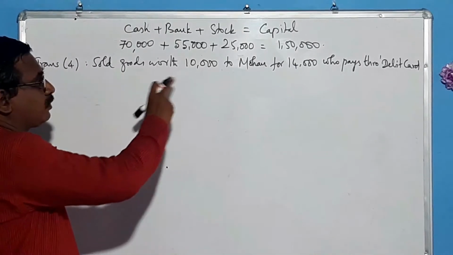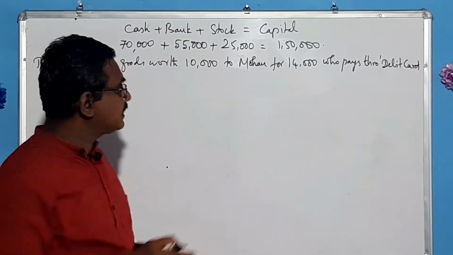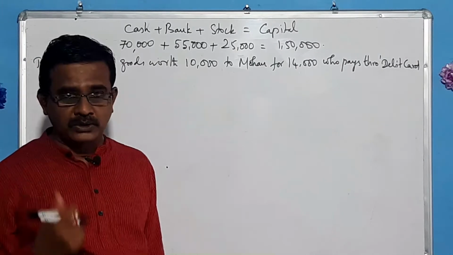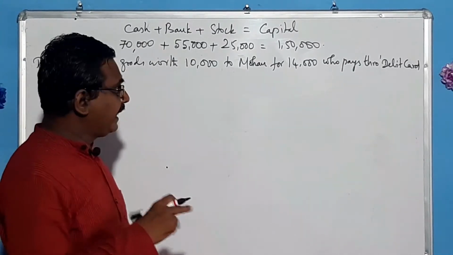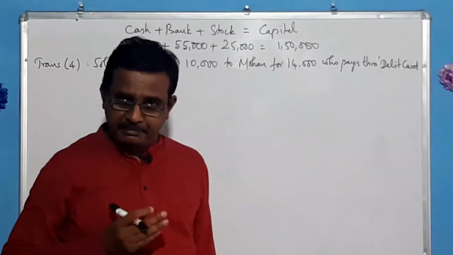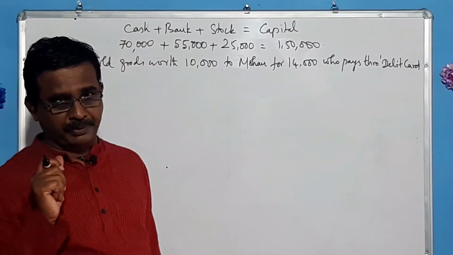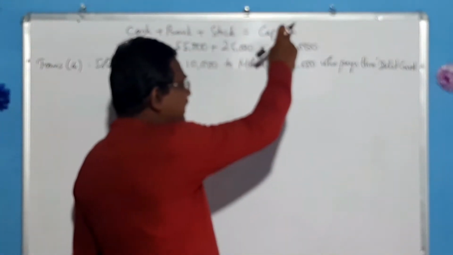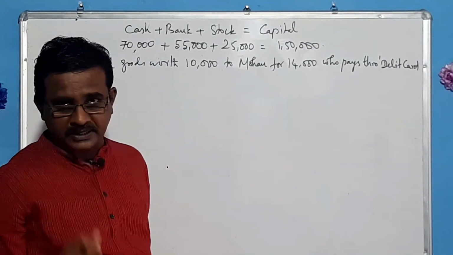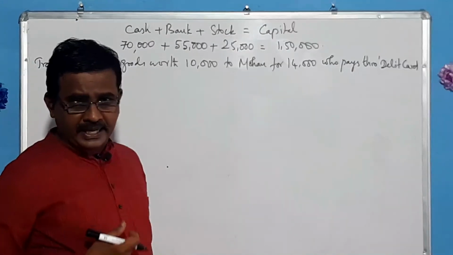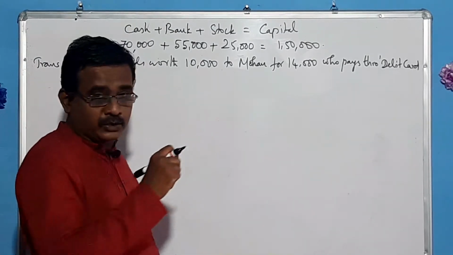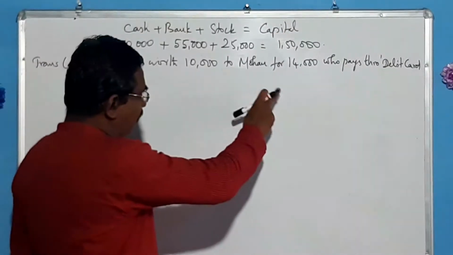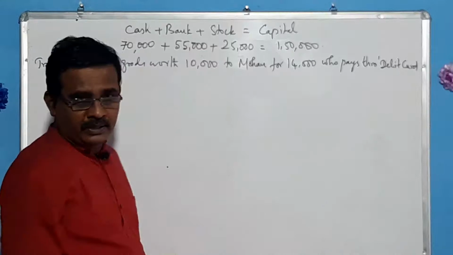See, we have taken goods worth rupees 10,000. It means this 10,000 should be subtracted from stock because we have taken goods worth rupees 10,000. And that is sold for 14,000. It means there is a profit of 4,000 rupees. Remember that profit should be added to capital. So with this capital you have to add this 4,000. And we have not received any cash from Mohan, whereas he has paid through debit card. It means he has paid through bank, and that amount 14,000 should be added to bank.